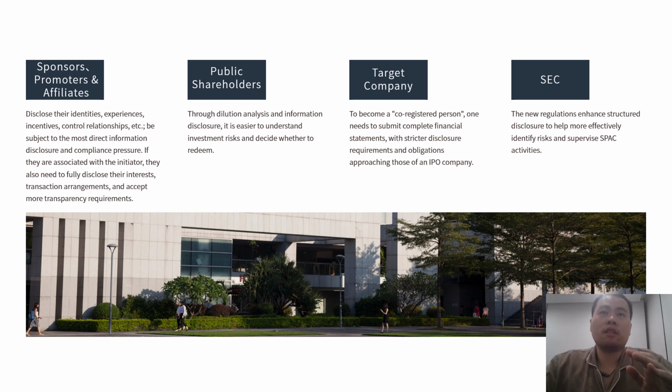The target companies need to submit a complete financial statement and a structured disclosure application. It increases compliance burdens and enhances market trust. The SEC can more effectively identify risks and regulate SPACs to prevent fraud.